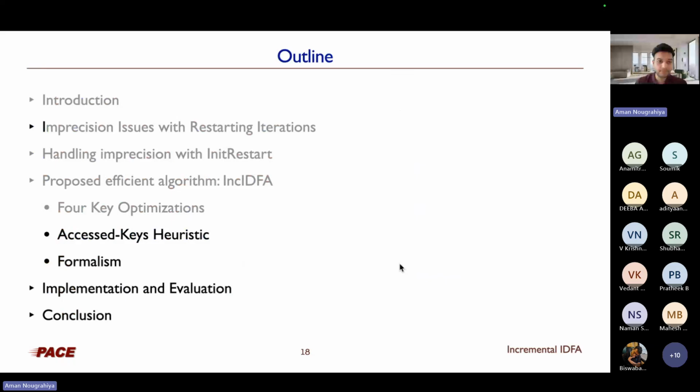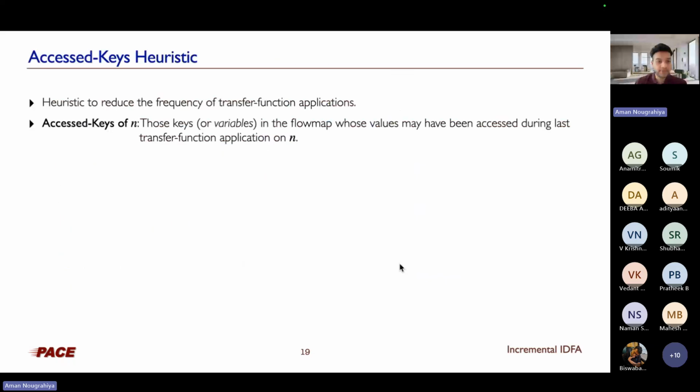Now, let's quickly look at the heuristic that we employ, which is to reduce the frequency of the transfer function applications. So let's first define the notion of access keys. Let's understand the notion of keys here. The data flow maps, or data flow solution or information, can be expressed as a map from some key to some value. For example, I may say variable X has value 2, variable Y has value bottom, and so on. So X and Y are the keys. Among the set of keys, we mark that subset of keys as access keys which were read or written while applying the transfer function of n.